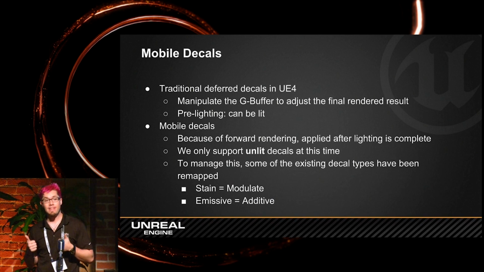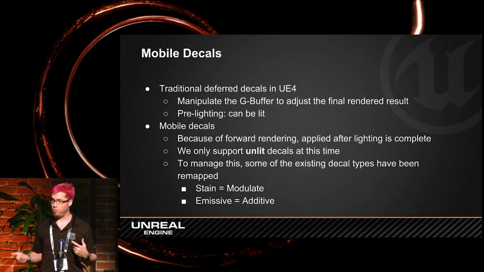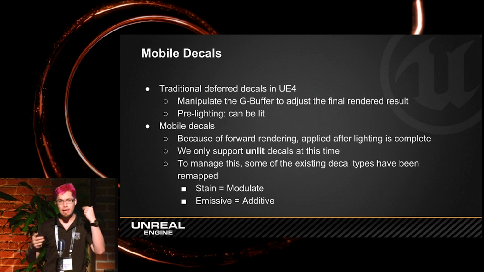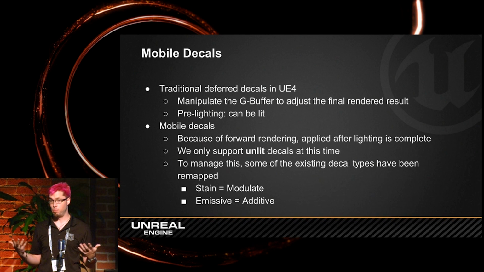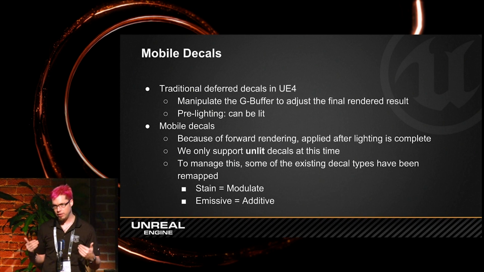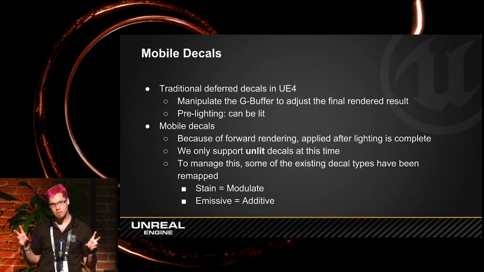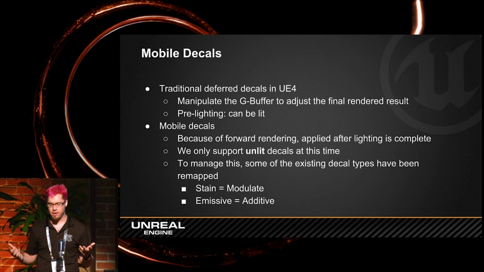The problem though is that's really tricky to do in the forward rendering land of mobile. You don't have those buffers to write any data to, and all of the lighting is done object by object. So what this means for you is that decals are going to be unlit on mobile. That's just how it is. So to manage this, some of the decal types have been changed a little bit. So the stain decal is going to modulate. It's just going to multiply whatever color is there. And then emissive is just like an additive.